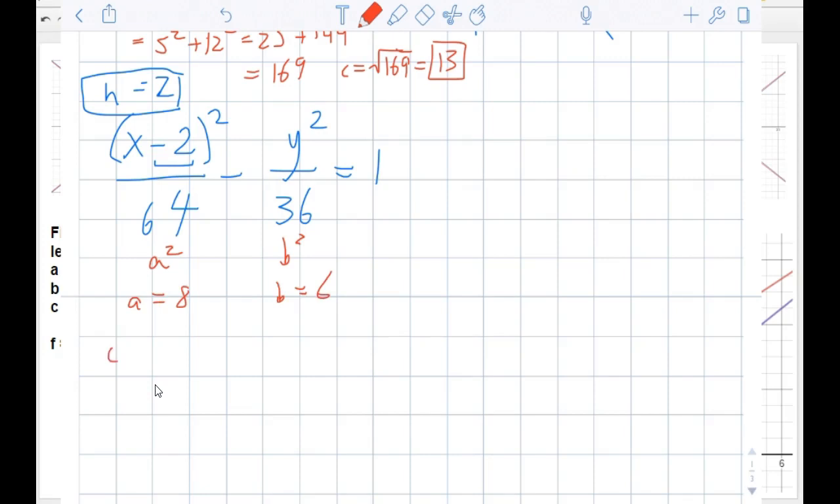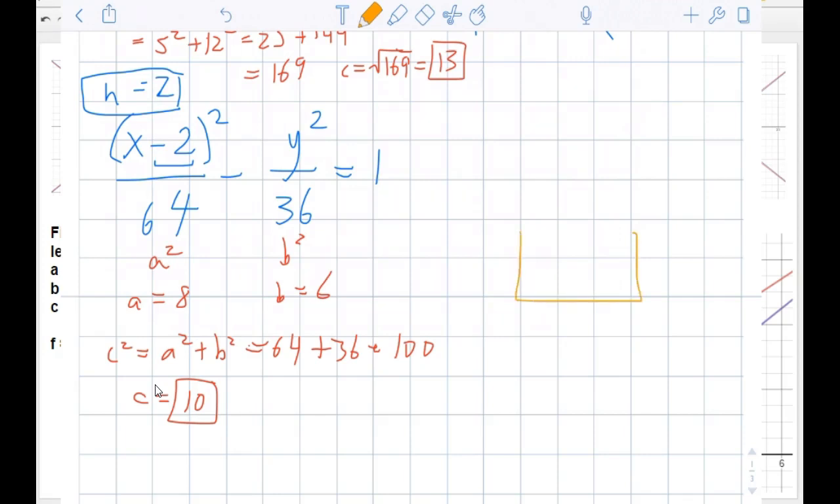Let's figure out what the c value is. The c squared value would be a squared plus b squared. a squared is 64. b squared is 36. If I add those together, I get 100. So c is the square root of 100, which turns out to be 10. Okay? So let me sketch again the rectangle here. In this case, the rectangle is going to be wider than it is tall because the distance a is 8 and the distance b is 6. And the hypotenuse of this little triangle here is going to be 10.